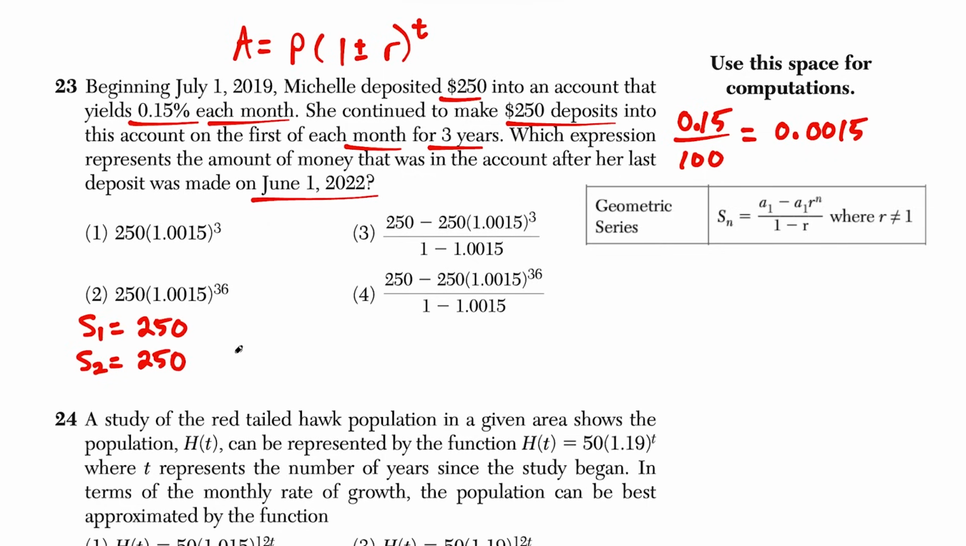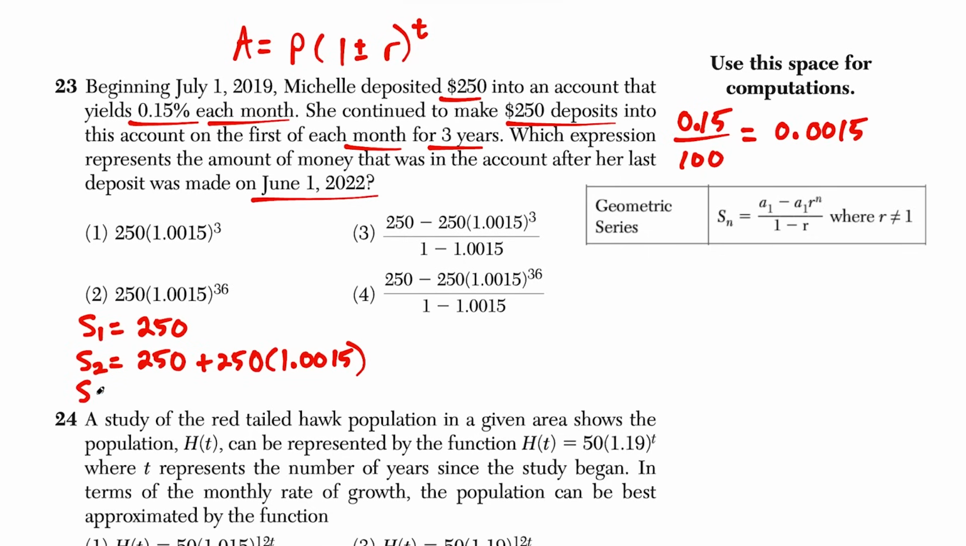Okay, so that's where in the next line here, I look at the situation that Michelle deposits another $250, but the previous $250 just grew by 0.15%. So we could find the new value here by multiplying it by 1.0015. Okay, so the idea of doing 1 plus the interest rate, that's where this is coming from.